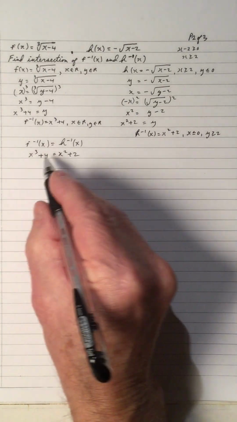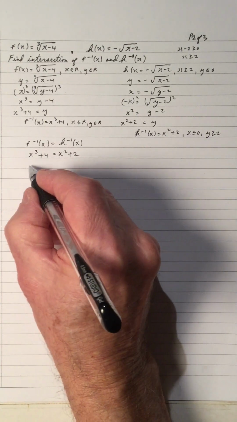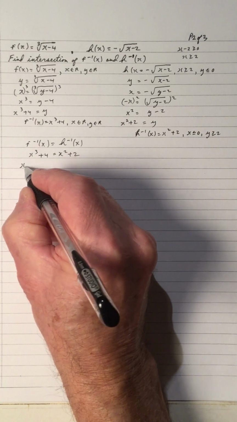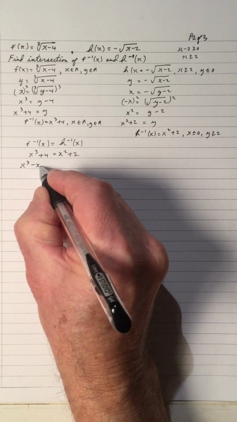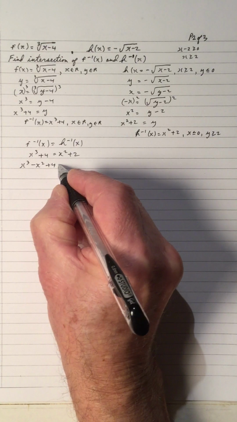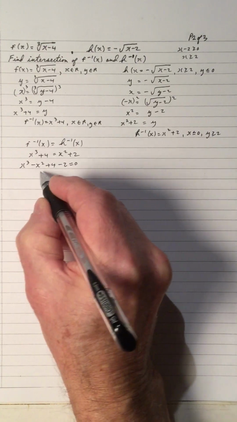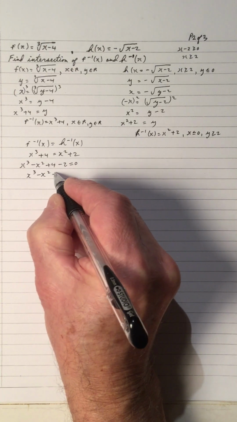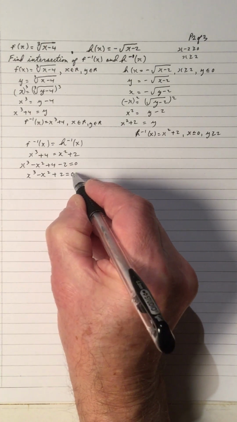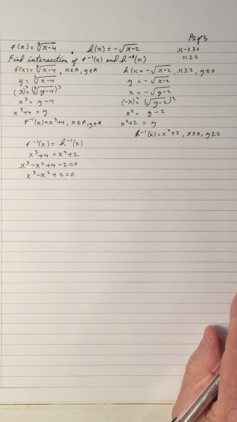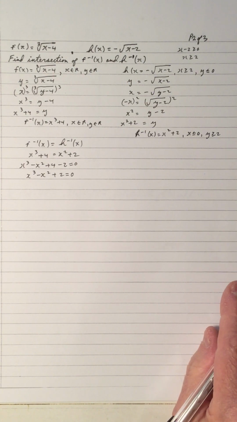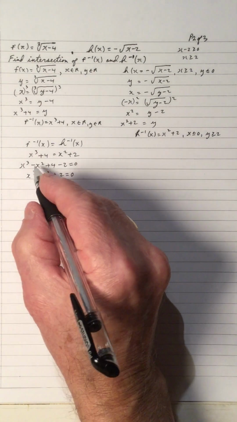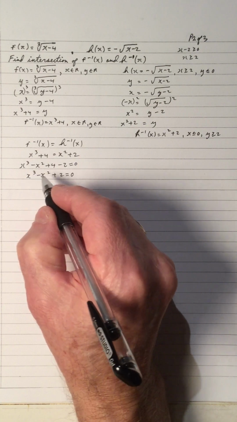Now we've got a cubic equation, so let's put all the variables on one side in descending order. So it's x cubed minus x squared plus 4 minus 2 equals 0. So that means x cubed minus x squared plus 2 equals 0. So notice that we have a cubic, and a cubic has 3 roots. The highest power is 3, so we have 3 roots.